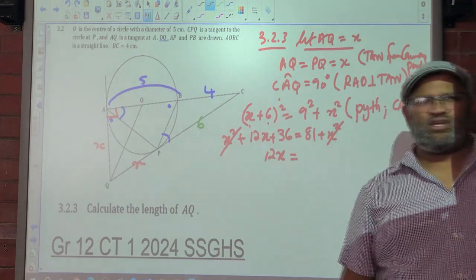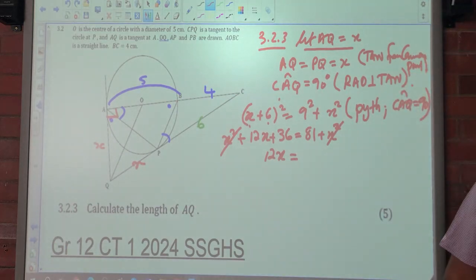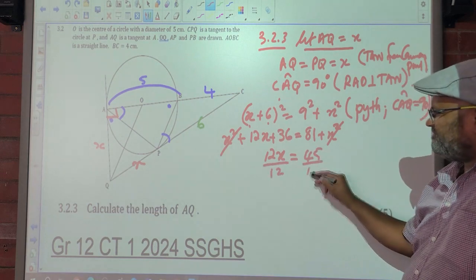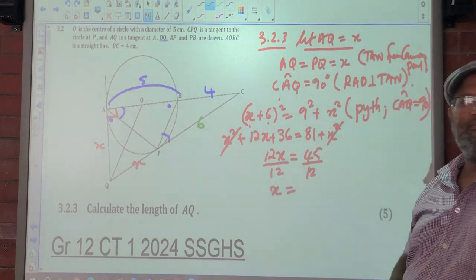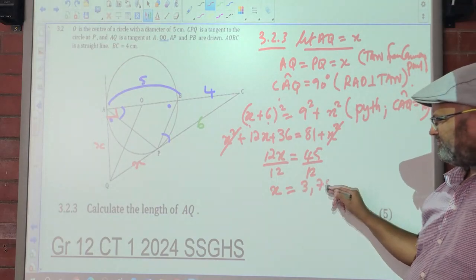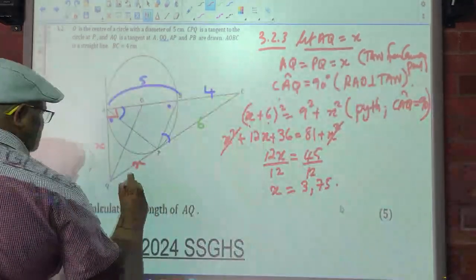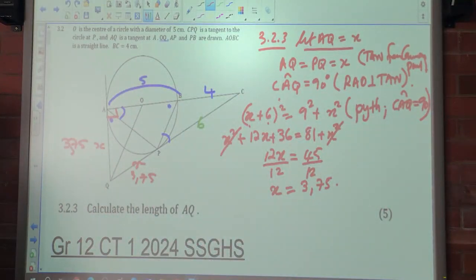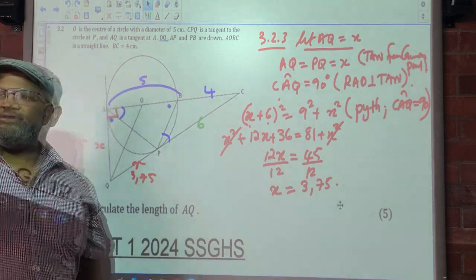It will be nice if you guys check. What's 81 minus 36? 45. Divided by 12 both sides. So x works out to be 3.75. Which means to say this is 3.75 and that is 3.75 if needed. Okay. Fairly simple, no? Once you see somebody else do it.